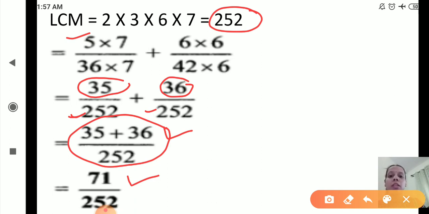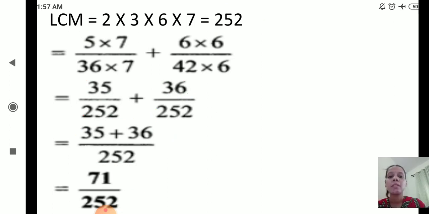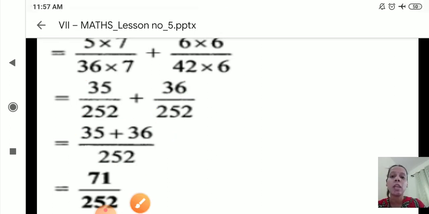I hope you are clear with this sum. You will practice this sum at home. So we'll stop here. Now one more method is there, that is cross multiplication, that I will show in the next session. Till then you will practice this sum. Thank you so much.